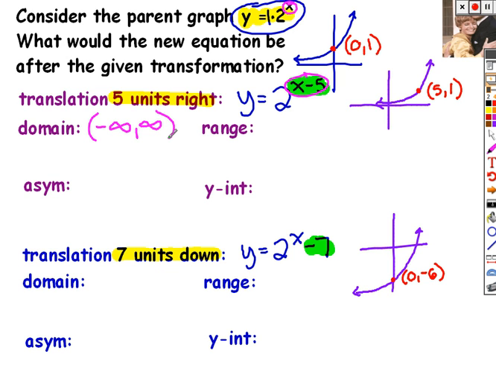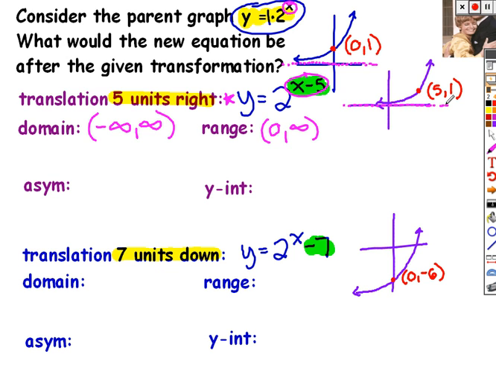For the range, I want to scan up and down. Looking at the parent graph, I'm never going to quite get out 0. I can't raise 2 to any power to get out 0. So for my parent function, the range is 0 to infinity. And if I just slide the graph 5 to the right, the range is still 0 to infinity for y equals 2 to the x minus 5 power. The asymptote is still the same if I just slide things 5 to the right, so the range doesn't change.